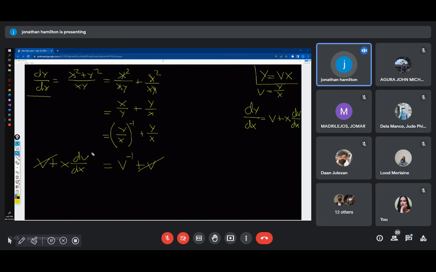So what can we do? We can inverse this equation. So this becomes dx over x dv is equal to v. And then multiply both sides by dv. This means we are left with the equation dx over x is equal to v dv.